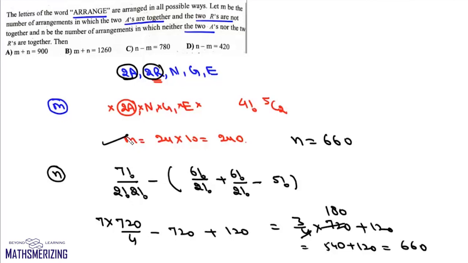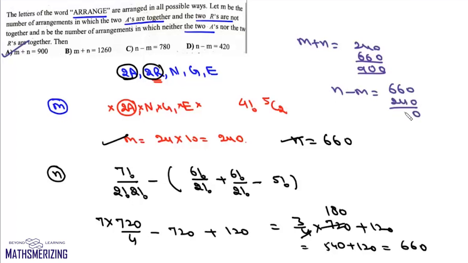So now we have m and we also have n. We can find the value of m plus n. So value of m plus n will be 240 plus 660. So it will be 900. That means option A is correct. And if we find n minus m, it will be 660 minus 240. That is 420, and that's your option D. So the correct options are A and D.